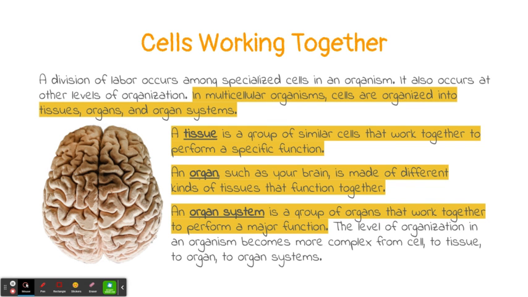For example, the brain also has blood vessels that carry the blood that supplies oxygen to your brain cells. Your brain is part of your nervous system, which directs body activities and processes. An organ system is a group of organs that work together to perform a major function. The level of organization in an organism becomes more complex from cell to tissue to organ systems.